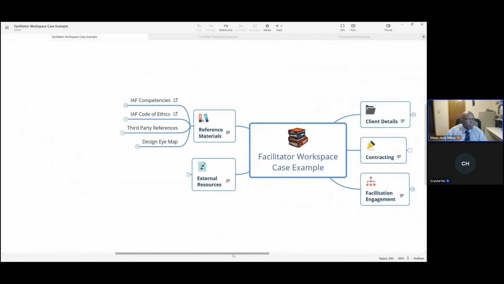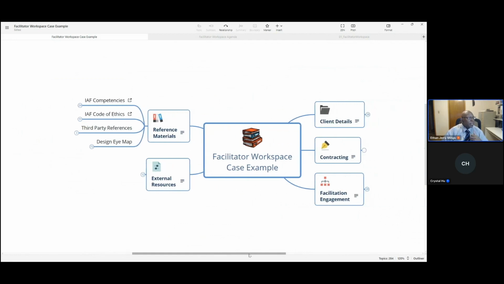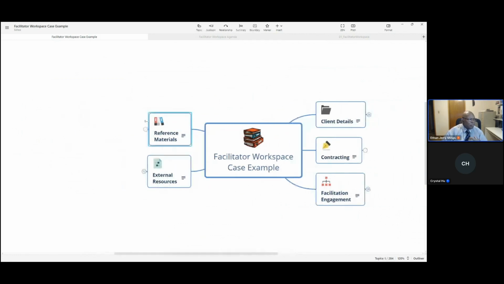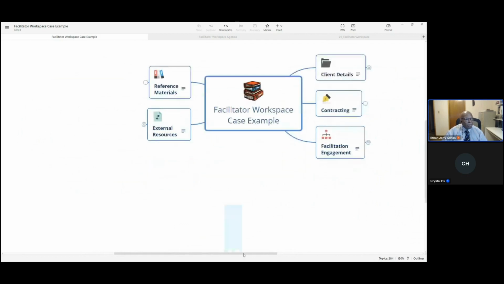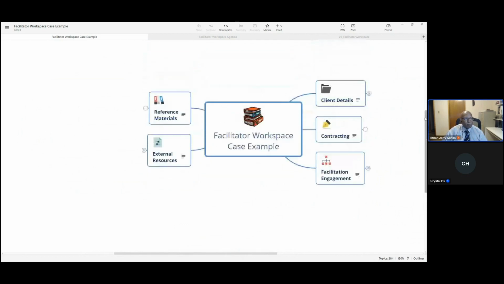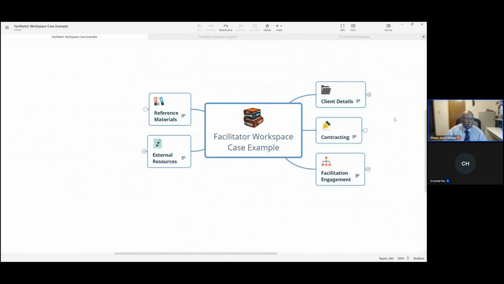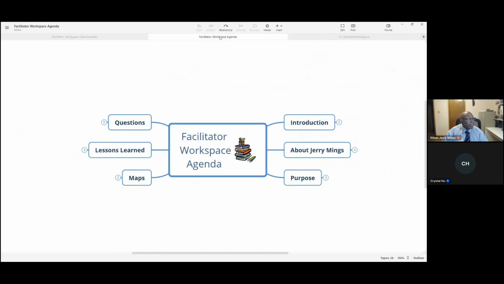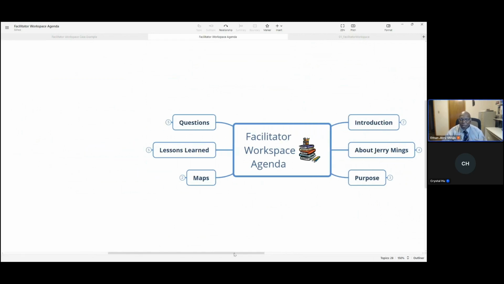So that's just an example of using the map, working it through. You could add your own branches here to reference materials. You can customize your external resources that you want. You can use the front part of this map to build your story with the clients, work through the contracting, and finish up your facilitation engagement activities. So I've had a chance to take you through the template. I've had a chance to walk through a case study so you could hear some things.